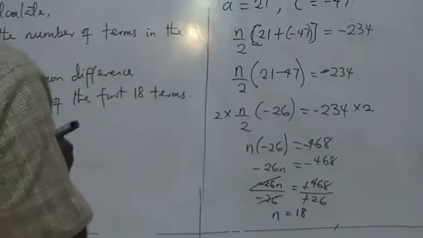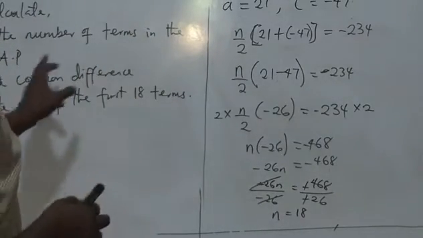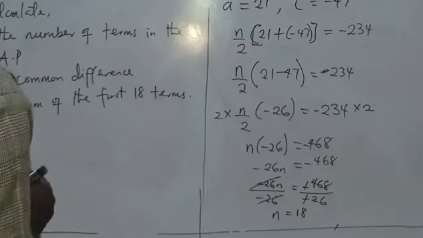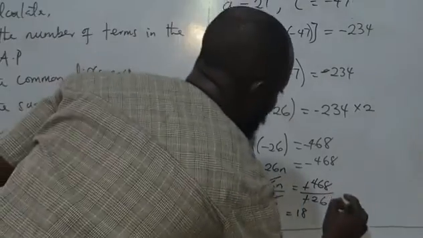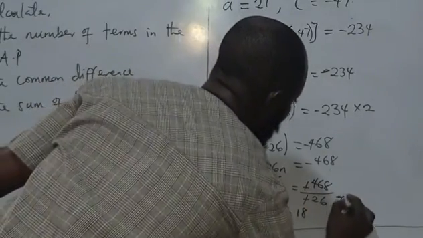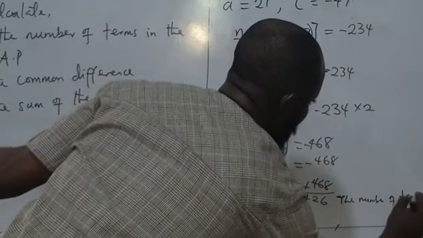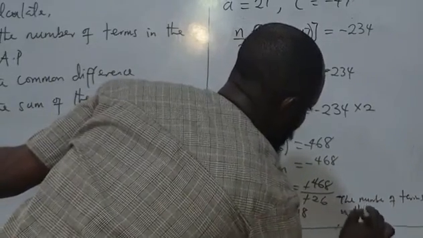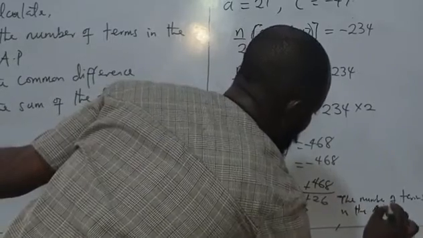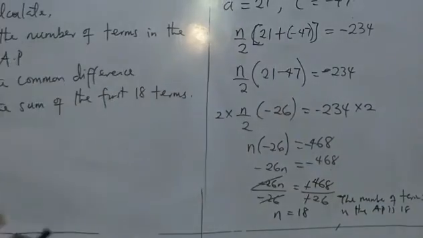18. So which means the number of terms in the AP is what? 18. So we just write: the number of terms in the AP is what? 18, right? So that is it.